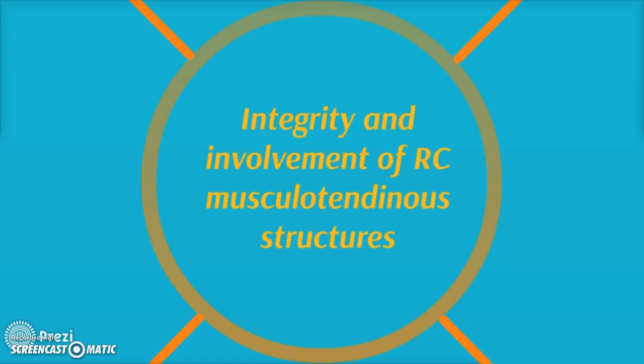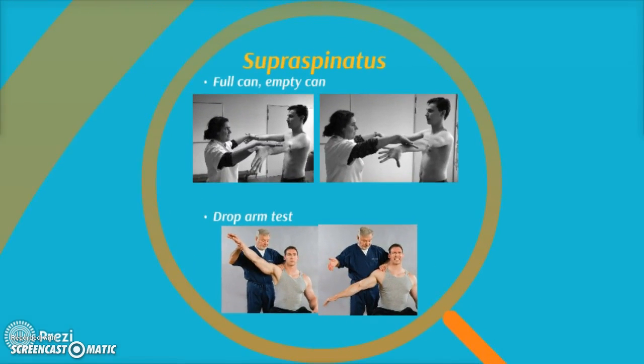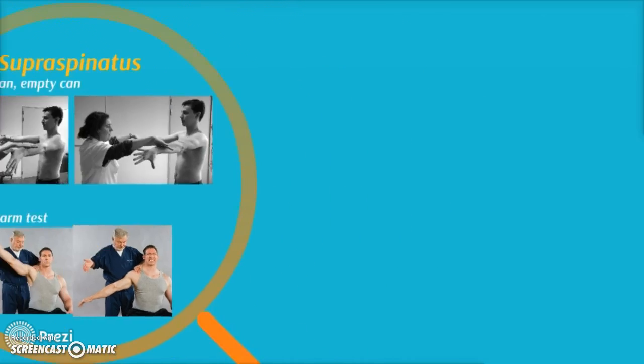Resistive testing is also a good idea to get a better understanding of the integrity and involvement of the rotator cuff musculotendinous structures. You can take a look at the integrity of the supraspinatus musculotendinous unit by doing the full can and empty can test, as well as the drop arm test.